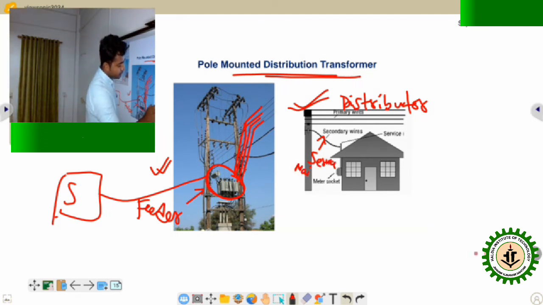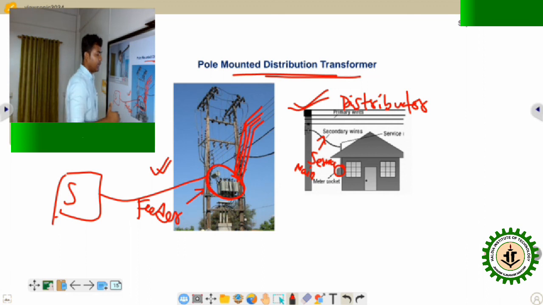House means the energy meter. In every house there is an energy meter. Through this service main, the power goes to your energy meter. Then in your house there is a main switch, then MCB, lots of things. So in this way the single phase supply goes to your house. But how do we get the single phase supply?